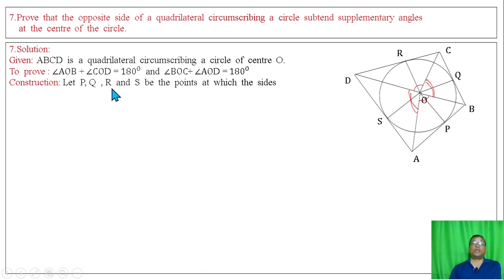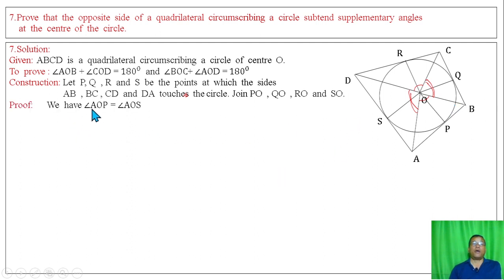Construction. Let P, Q, R and S be the points at which the sides AB, BC, CD and DA touch the circle. Join PO, QO, RO and SO as in this picture. We have angle AOP equal to angle AOS. These two angles are equal.